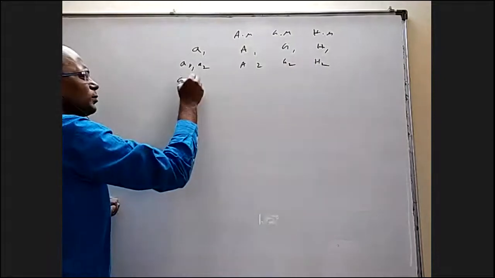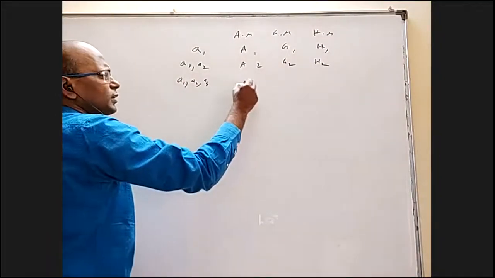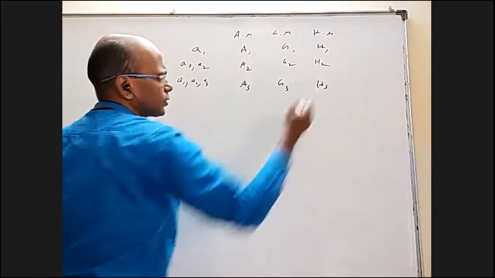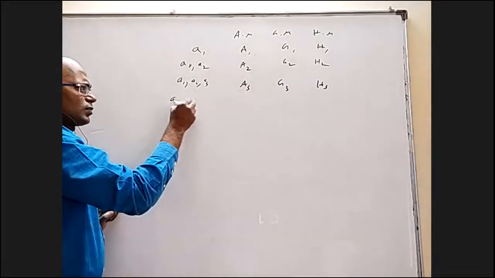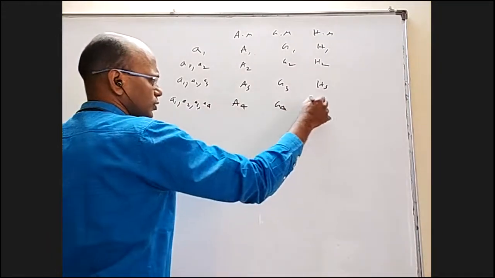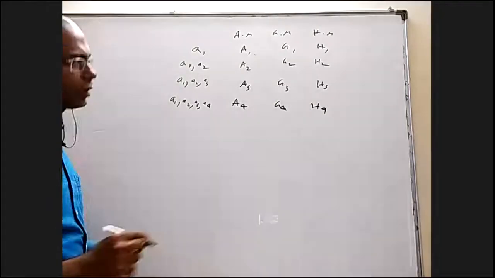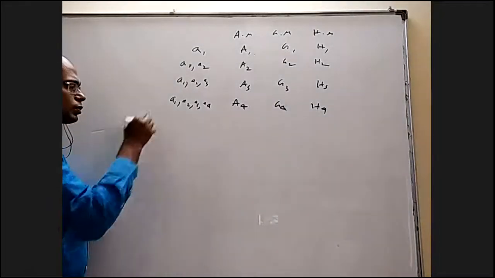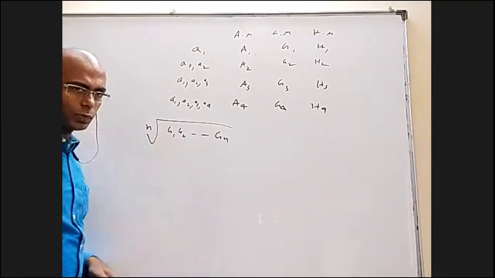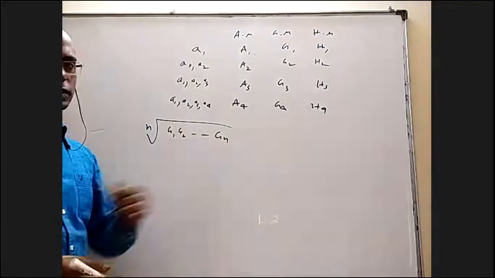If I take three numbers, A1, A2, A3, their arithmetic mean is called A3, geometric mean is called G3, and harmonic mean is called H3. If I take the first four terms, A1, A2, A3, A4, then this is called A4, G4, H4, and so on. Now they want the nth root of G1, G2, so on up to Gn. Geometric mean of many geometric means.